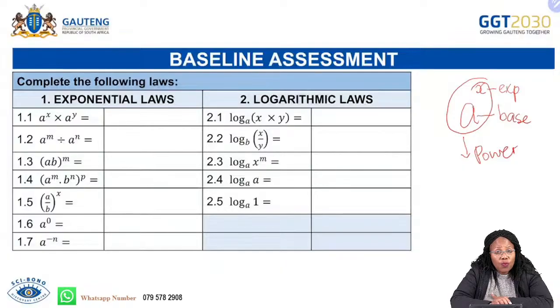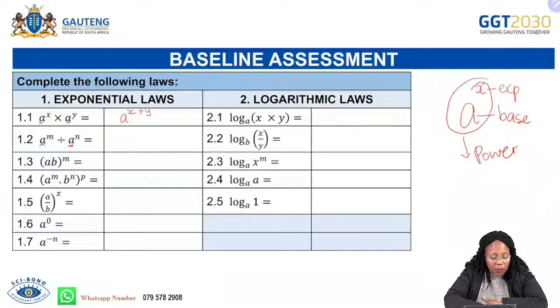So for the 1.1 there, we are multiplying the same base. As you can see, we have a base there. So this rule says that if you multiply the same base, you write this as a single base, and then you add exponents. That means it will be x plus y. So that is how you apply rule 1.1. And then 1.2, if you divide the same base, you subtract exponents. That means we are going to note this as a single base a, and since we are dividing, we will be subtracting our exponents.